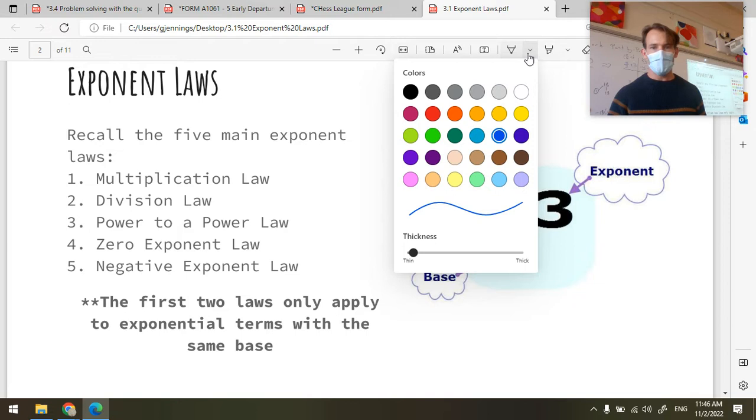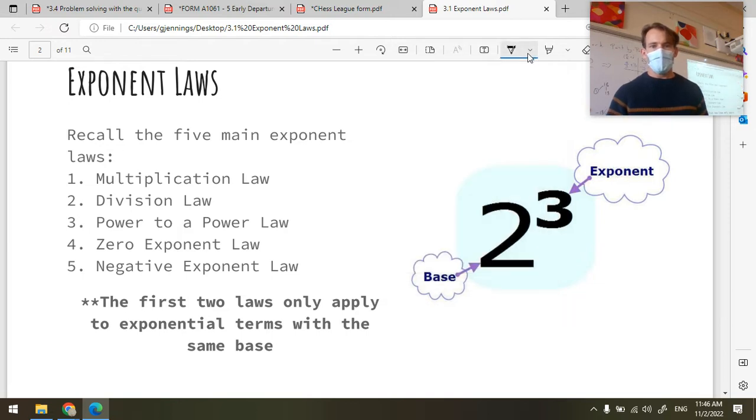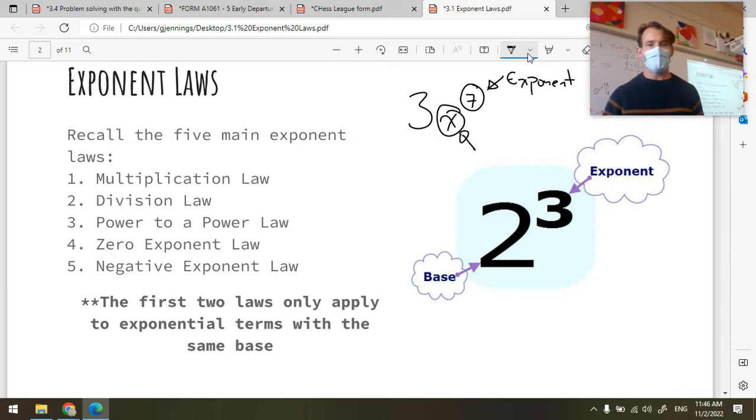Go ahead and we have 3x to the 7. We want to know that that 7 is what we're going to call an exponent. That's the number of times that we're going to multiply x by itself. X, this thing, is called the base. The 3 in this case is not being exposed to the exponent. That is just a coefficient.